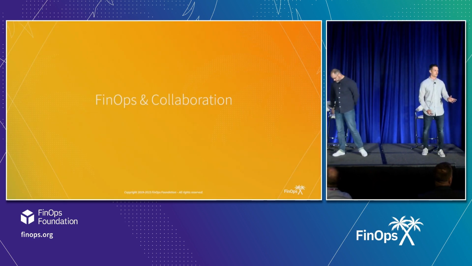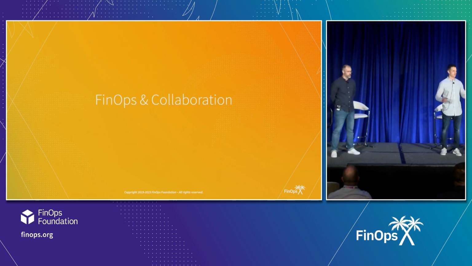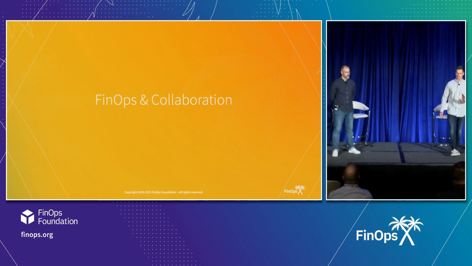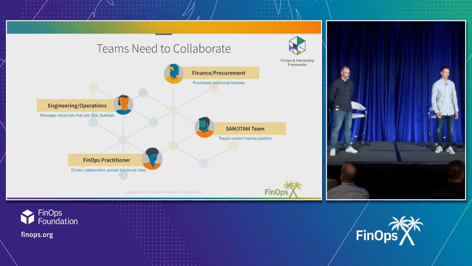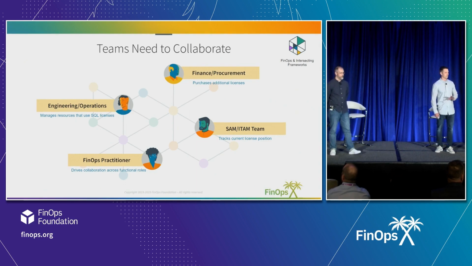All right, so now we just kind of want to tie this back into FinOps as a whole and the FinOps principles. And one of the key principles is, well, I mean, they're all key. One of the FinOps principles is teams need to collaborate. It's a key principle when we're talking about optimization and SQL optimization. And the reason is how many people are involved in that process.